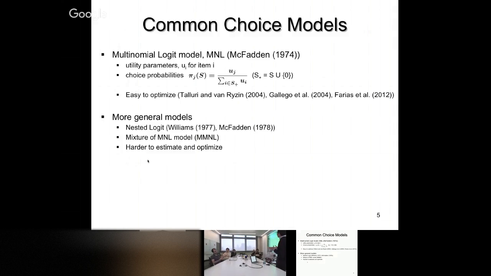But this is a very simplistic model in the sense that it satisfies this IIA property, which is independence of irrelevant alternatives, meaning the market share of product i and j is independent of what subset of options you show. The ratio of the market shares of i and j is independent of the rest of the products. Okay? That's very restrictive.